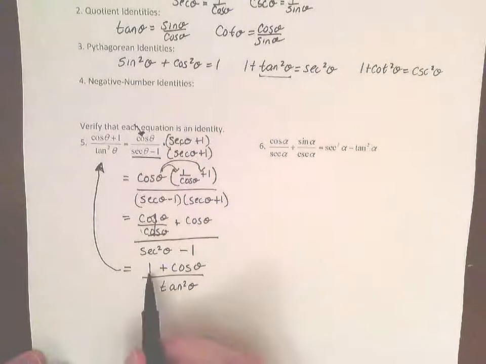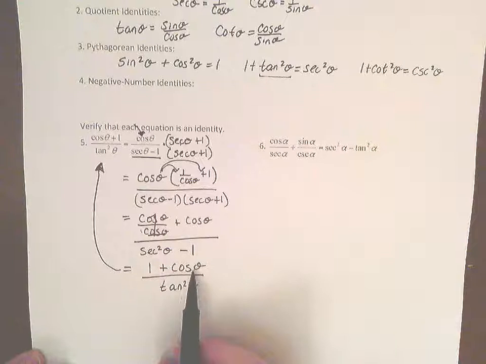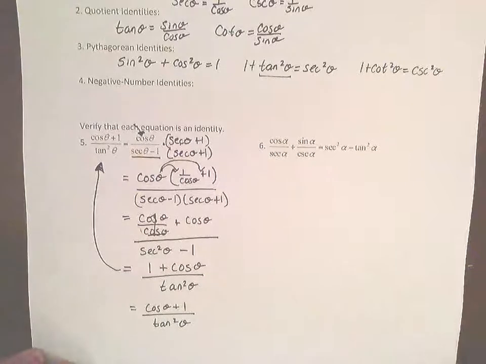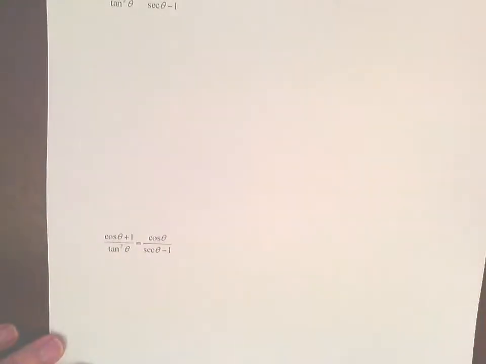Now, okay, I understand that this one says cosine of theta plus 1, and this is 1 plus cosine of theta, but I can flip this around if I wanted to be cosine of theta plus 1, because they're both positive over tangent squared of theta. So that's one way. Another way, so I have another problem right here.